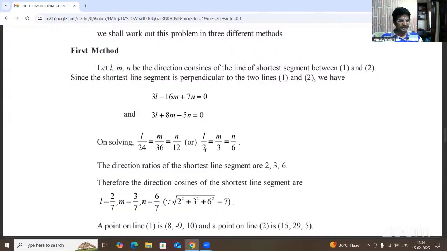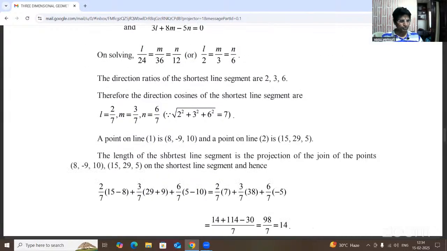So the L, M, N values, the DCs, are 2 by 7, 3 by 7, 6 by 7. That is the square root of 2 square plus 3 square plus 6 square. Now a point on the first line is (8, -9, 10). The point on the second line is (x2, y2, z2) = (15, 29, 5).